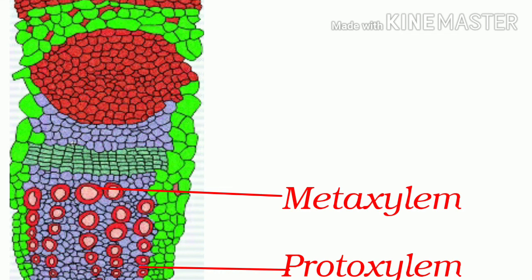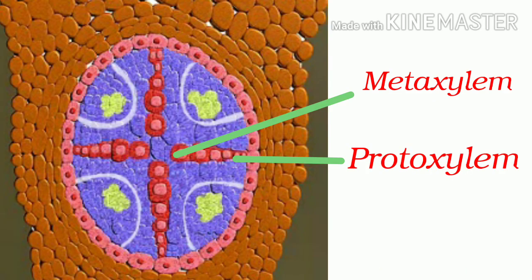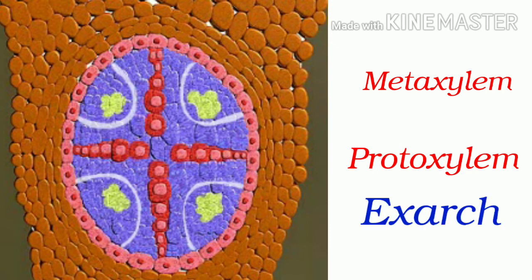In case of stems, the arrangement is such that the protoxylem lies towards the center and the metaxylem lies towards the outside or periphery of the organ. This type of arrangement of primary xylem is called endarch condition. In case of roots, the arrangement is different. The protoxylem lies towards the periphery and the metaxylem lies towards the center. Such an arrangement of primary xylem is called exarch condition.